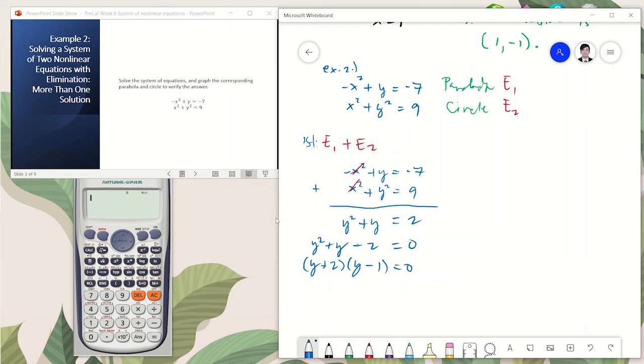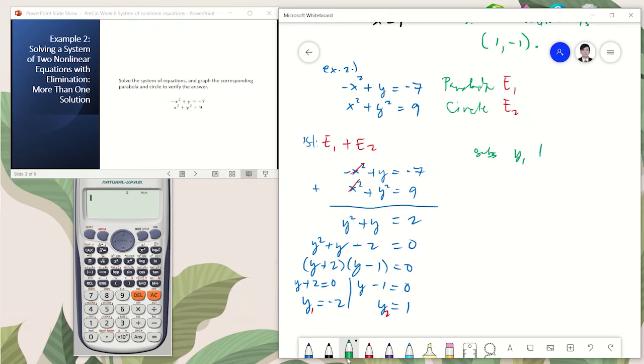Okay, and we're gonna apply the zero product property. So you have y plus 2 is equal to 0, and then the other one is y minus 1 is equal to 0. So y is equal to negative 2, and here y is equal to positive 1. So this is y sub 1, y sub 2, because there are two y values. So we're gonna find what is x if y is negative 2, and we're gonna find what is x if y is 1.